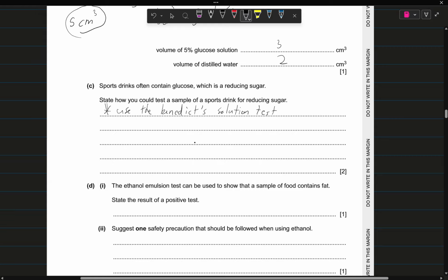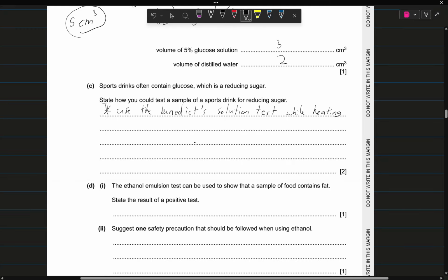And then you should describe how you use it. Now here it says state. It doesn't want us to actually describe or explain how it should work. So you're okay with just saying that you should use the Benedict solution test while heating. That will give you full credit.